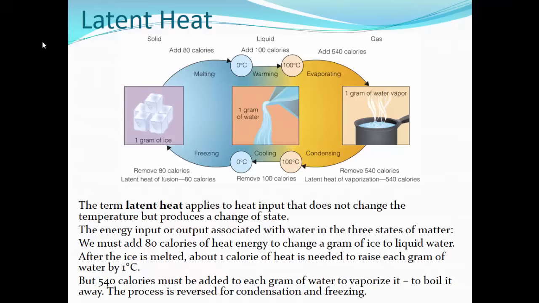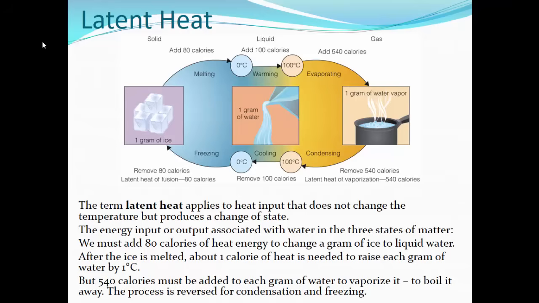Once it is liquid water, in order to get the liquid water to evaporate into a gas, you take about 540 calories, a whole bunch more, and put it into the water molecule to get the liquid water to turn into vaporous water, water vapor. And so evaporation is a cooling process.